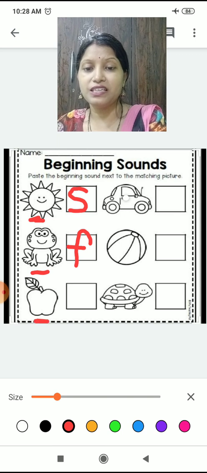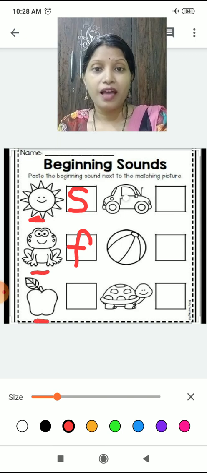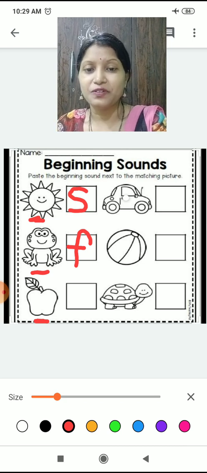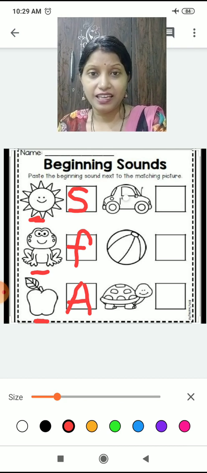What is it? Apple. It is apple. A. A is for apple.